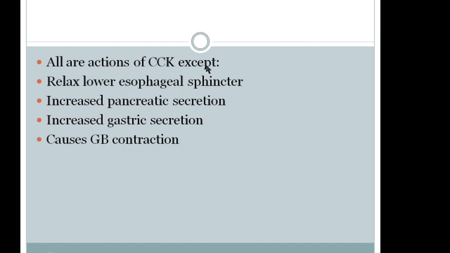All are the action of CCK, cholecystokinin, except. You have to answer except. C. Very good. Its answer is the third one, increase gastric secretion. Because it does not increase the gastric secretion, it decreases the gastric secretion. So the role of secretin and cholecystokinin in the intestinal phase is to decrease the gastric secretion. Okay, very good. The next question.